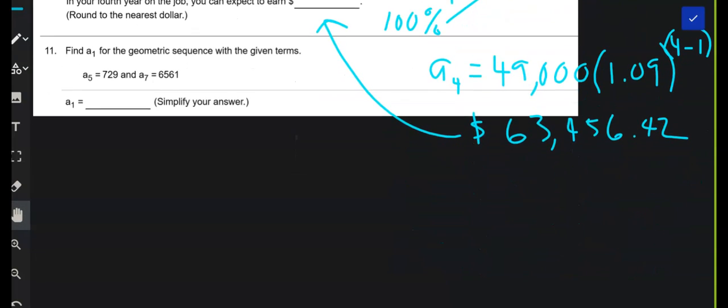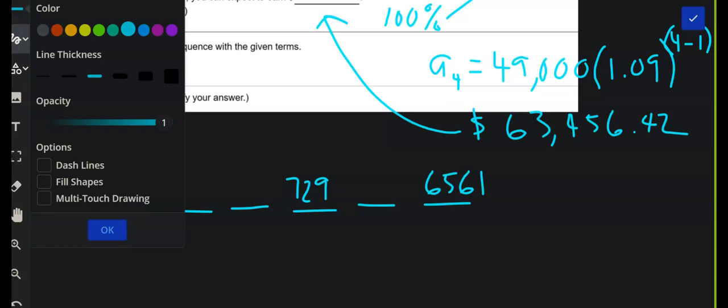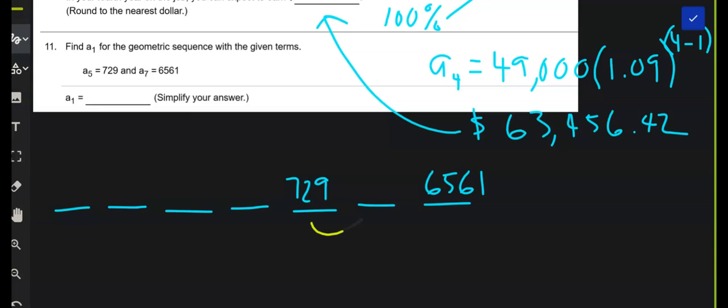Question 11, last one of the day. Find the geometric sequence with the given terms. Okay, so first term, second term, third term, fourth term, fifth term, sixth term, seventh term. The fifth term is 729. The seventh term is 6,561. How many times are you multiplying by the r in order to go from 729 to 6,561? 2 times, right? So 729 times r squared equals 6,561.